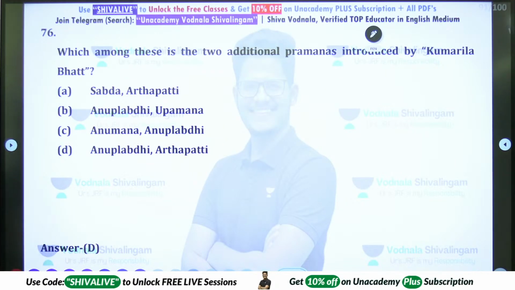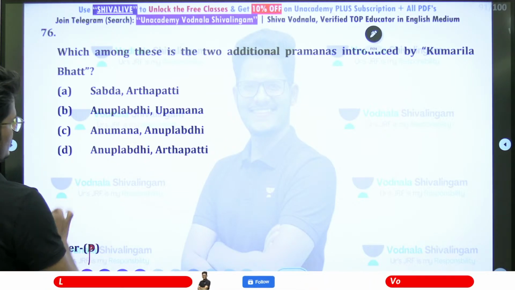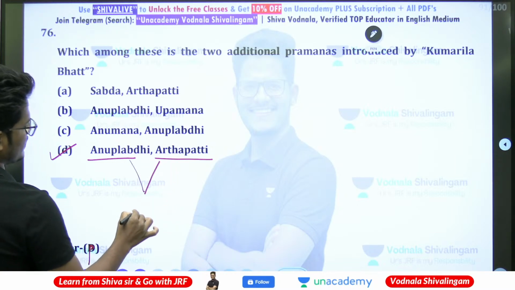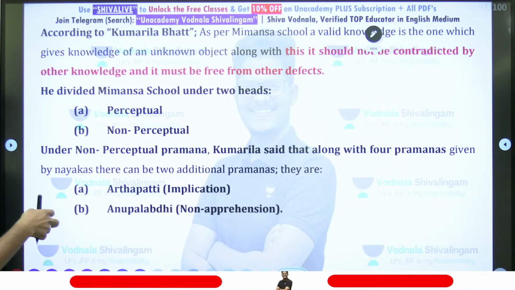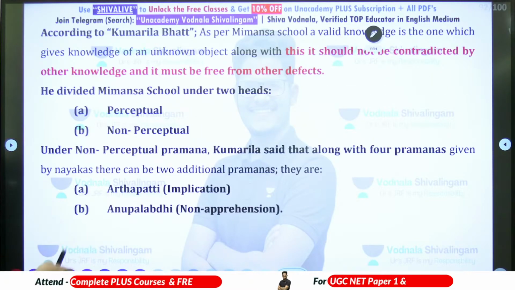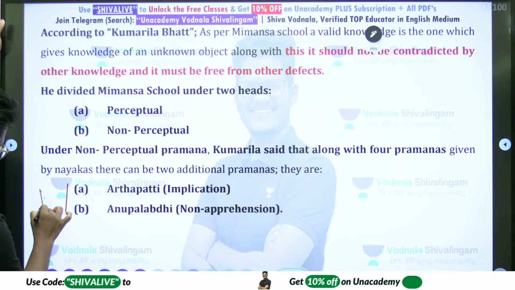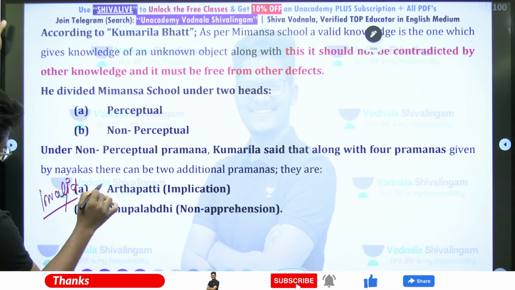Which among the following are two additional pramanas introduced by Kumarila Bhatt? Option D, that is Anupalabdhi and Arthapatti. These both are given by Kumarila Bhatt. The other options are invalid sources of knowledge, not valid in all the cases.